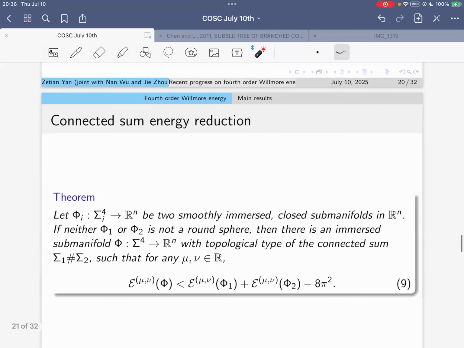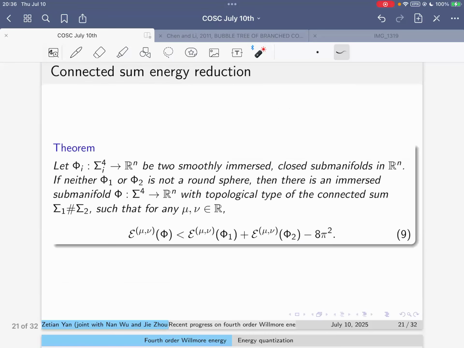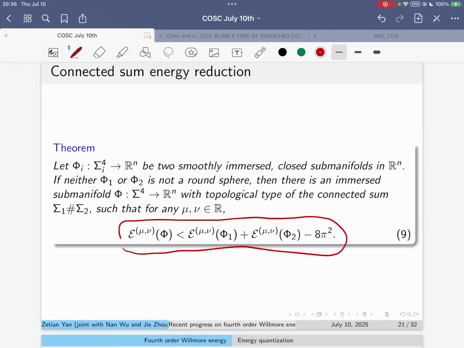And totally similar to Banner and Kuwert's result, we can obtain the following estimate. Of course, this estimate can be used to avoid the splitting as long as we can establish the existence. Okay, but here, since we are considering fourth order Willmore energy, right? So in the neck region, we need three harmonic interpretation.